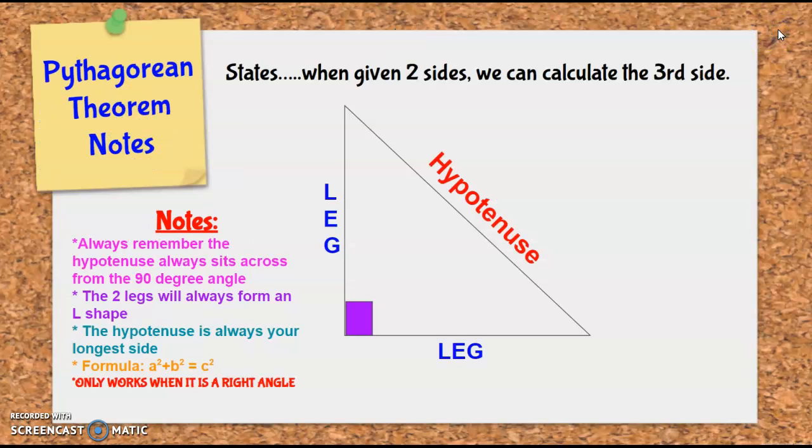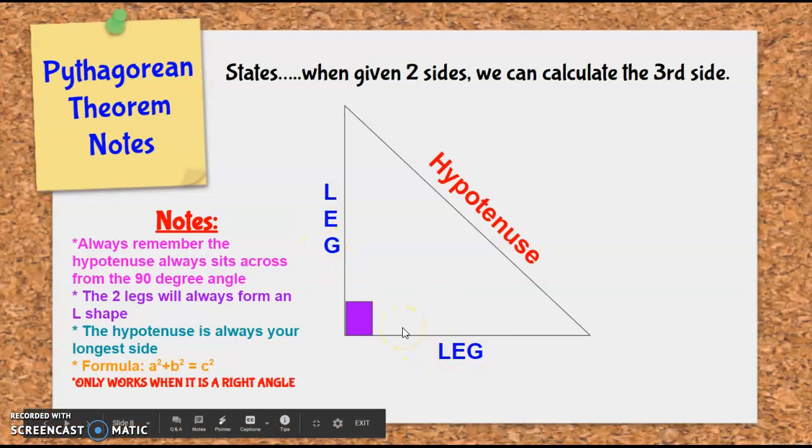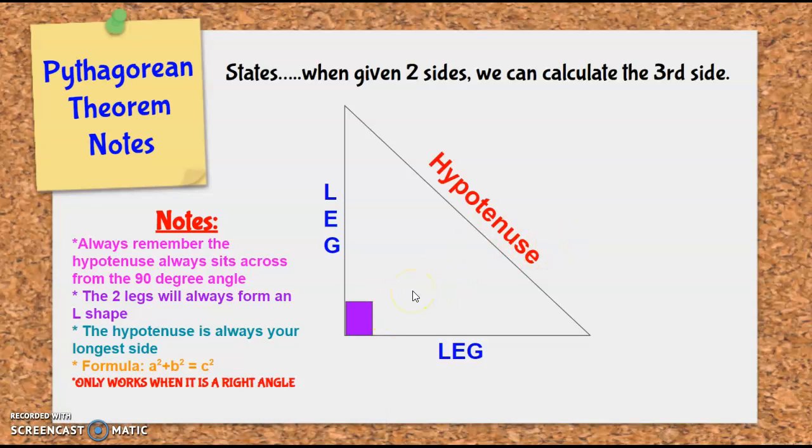Okay, some notes in regards to the Pythagorean theorem. When given two sides, we can calculate the third side. We need to always remember that the hypotenuse always sits across from the 90-degree angle. And then we have two legs that form the L shape. We have the hypotenuse, which is always our longer side. Our formula that we use is a squared plus b squared equals c squared. And this will only work when we have a right triangle.